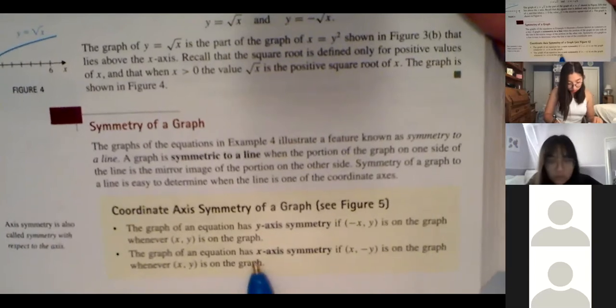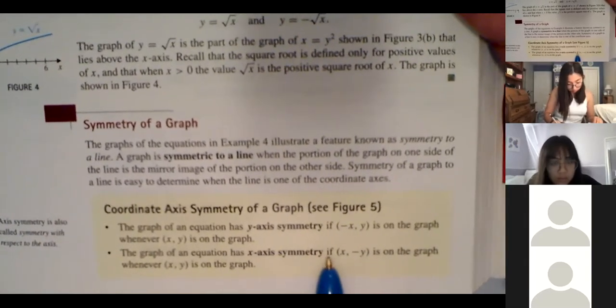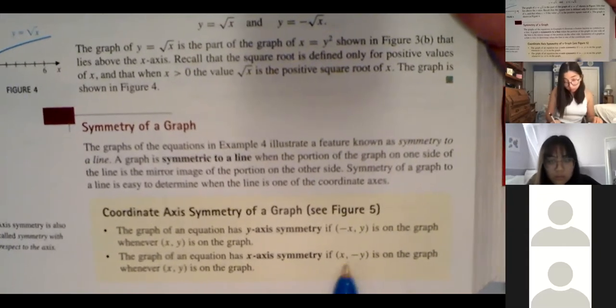And then we have something called x-axis symmetry. If x comma negative y is on the graph whenever x comma y is on the graph.